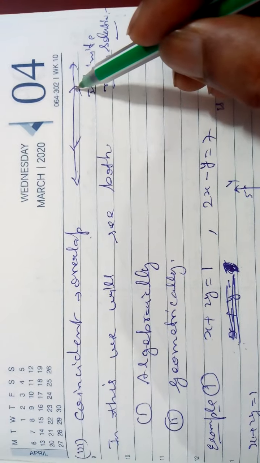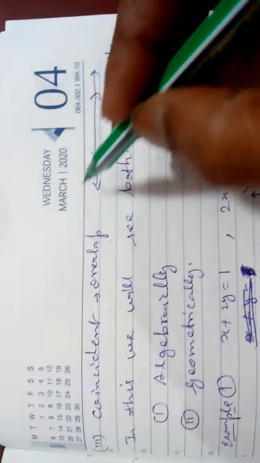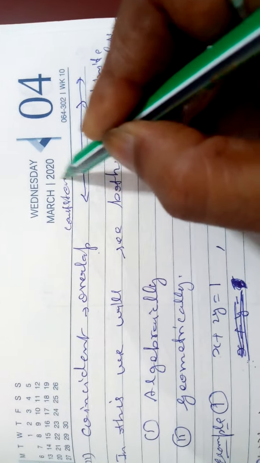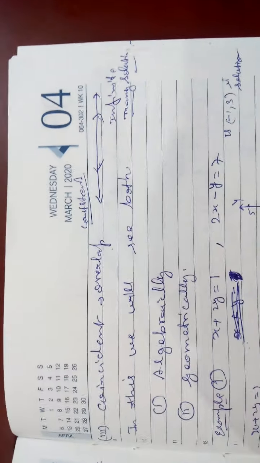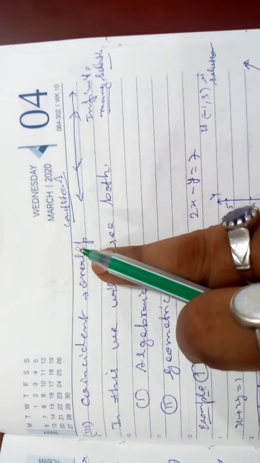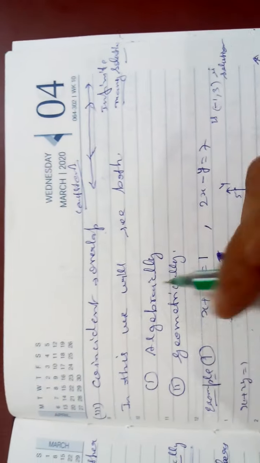If the lines meet, when both sides are produced, it is called consistent, because you are getting a solution. So two cases are consistent: one is intersecting, and one is overlapping or coincident.